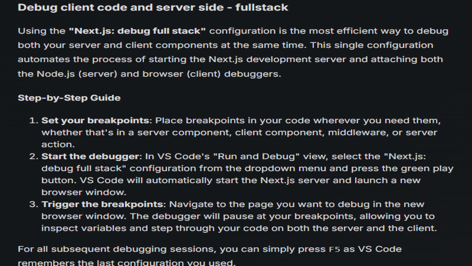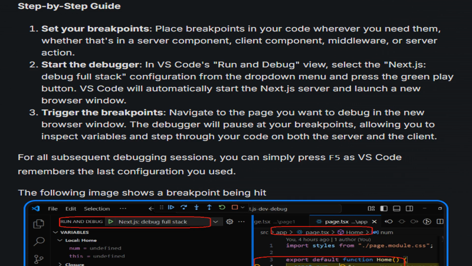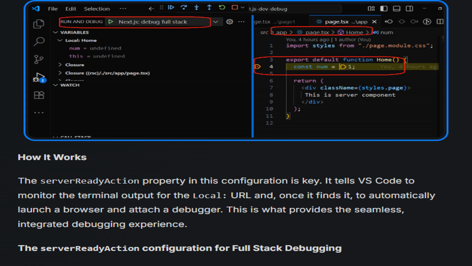Full-stack debugging uses a dedicated configuration that streamlines both server and client component debugging, making it simpler to trace interactions via automated server startup and attachment of the debugging processes. The step-by-step guide outlines essential practices for effective debugging across various Next.js components, emphasizing the importance of placing breakpoints and selecting the comprehensive configuration to facilitate seamless debugging sessions. An image showcases a breakpoint being hit during a full-stack debugging session.